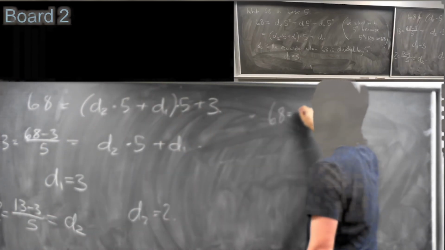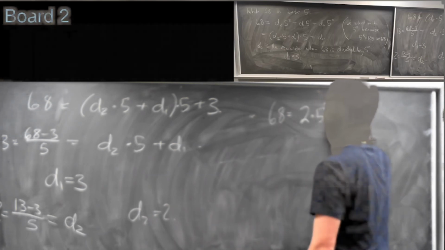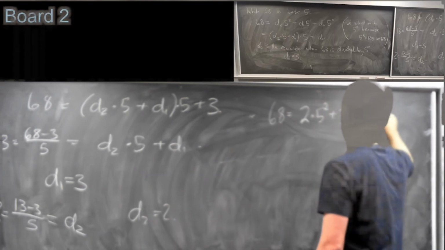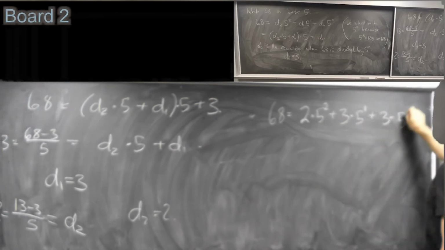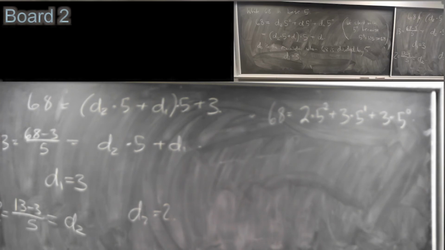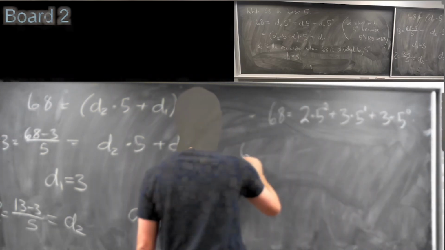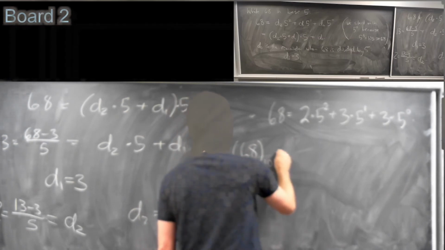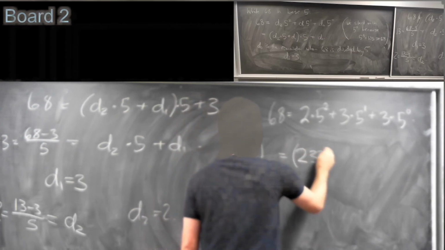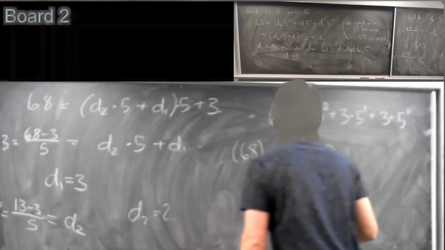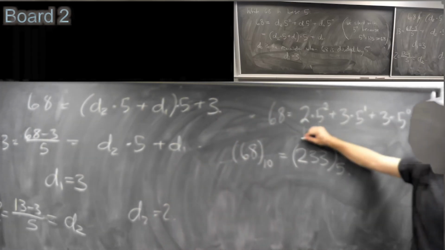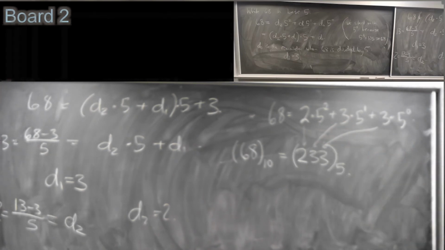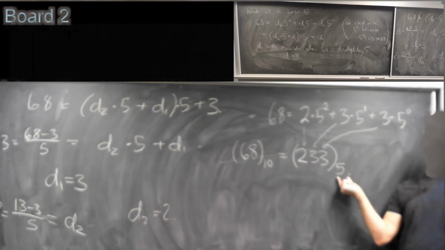So therefore 68 is 2 times 5 squared plus 3 times 5 to the 1 plus 3 times 5 to the 0. Okay, so that's my base 5 representation of 68. Now the notation we're going to use for this is to say that 68 in base 10 is equal to 233 in base 5. So we just take these coefficients here and we write them like this. So the subscript here tells you what the base is.